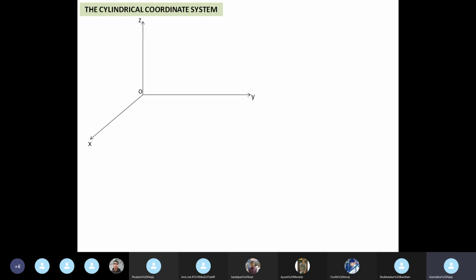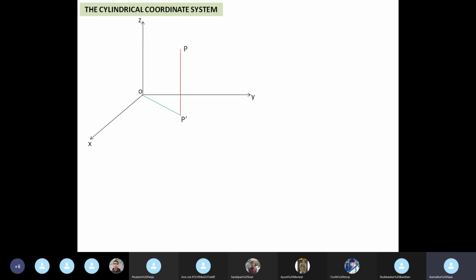Okay. So what we do is we set up the Cartesian coordinate axis, and we take a point P. All right. So this point P will have coordinates x, y, z. Now what we first do is we drop a perpendicular from the point P onto the xy plane at the point P prime. All right. We drop a perpendicular from the point P onto the xy plane at the point P prime. Clear?